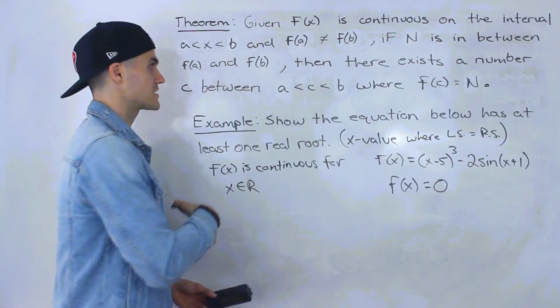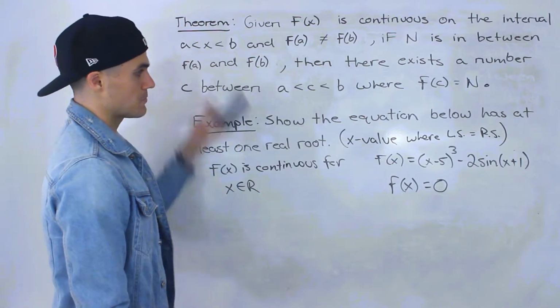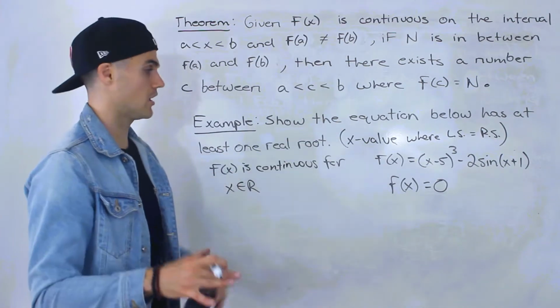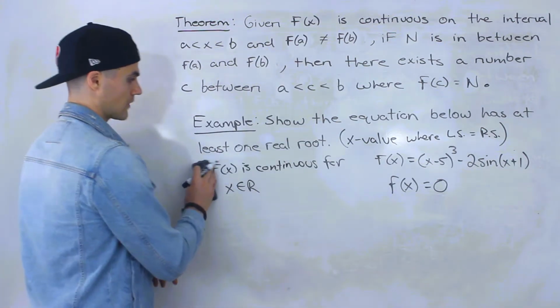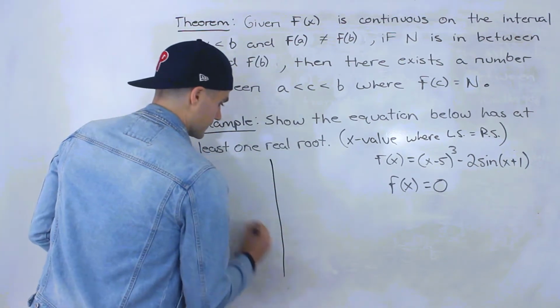We could pick negative x values, positive x values. Any x values that we pick are going to be fine because this function is going to be continuous on any interval. Okay, so that's the first point I wanted to make. So what are we doing?